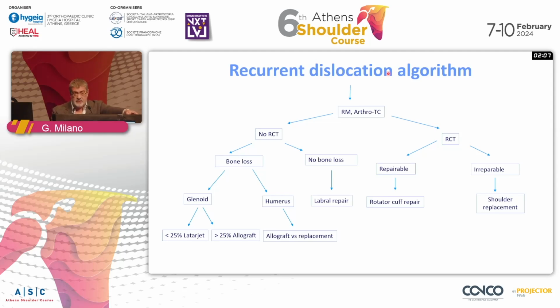Do an MRI again and check for rotator cuff. If a rotator cuff tear is evident, try to repair it, try to fix it. If it's not possible because it's irreparable, according to the preoperative imaging, consider reverse shoulder replacement. If there is no rotator cuff tear and you have a bone loss, consider bone loss reconstructions. In the case of major glenoid bone loss, Latarjet or allografts. If you have a large humeral defect, consider allografts for the humeral head or anatomic replacement. If you have no bone loss, this is the only scenario where an arthroscopic Bankart repair can be recommended.